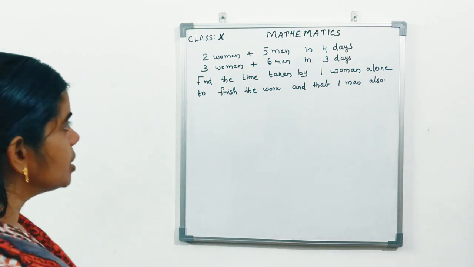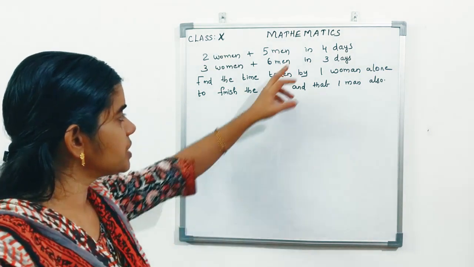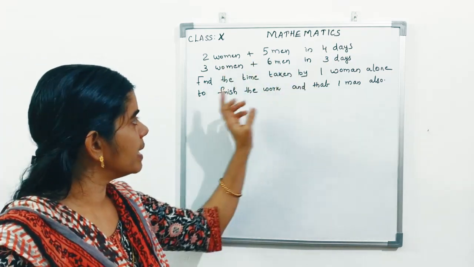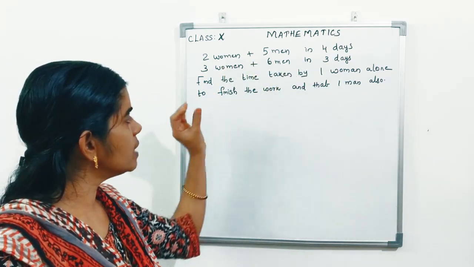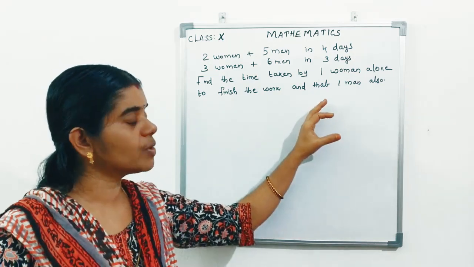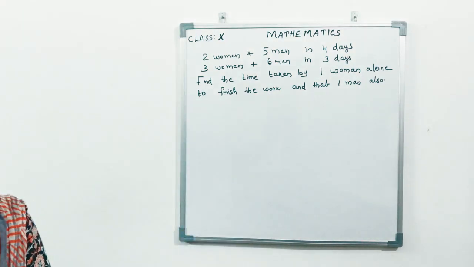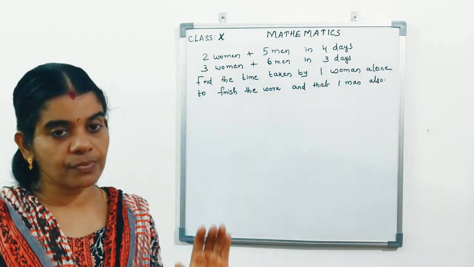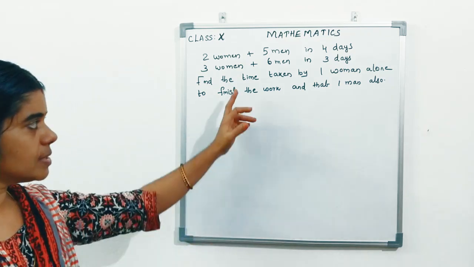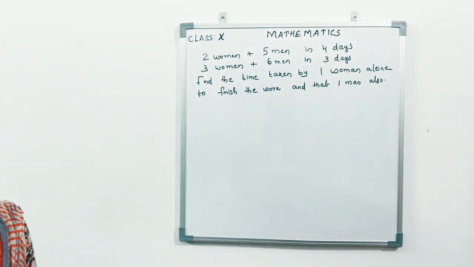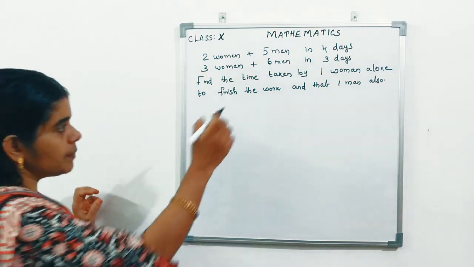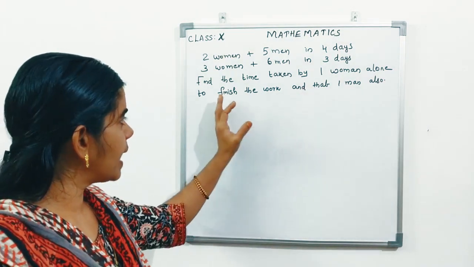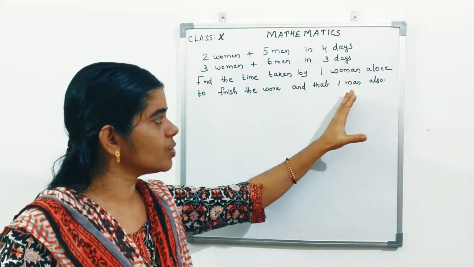Is the question clear? 2 women and 5 men complete a work in 4 days. 3 women and 6 men in 3 days. Find the time taken by one woman alone to finish the work and that of one man. You want to find out how much time is taken by one woman only completing that work and one man only. Then these two you want to find out, that we can take as x and y.